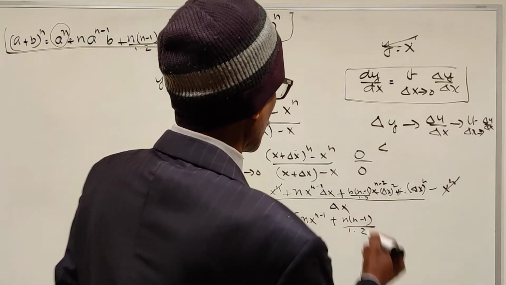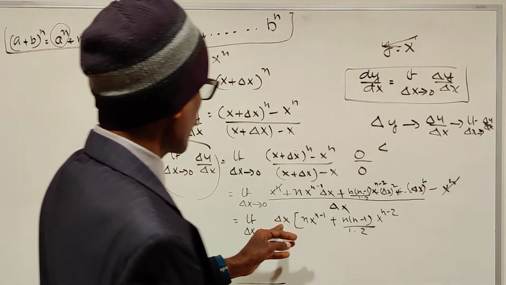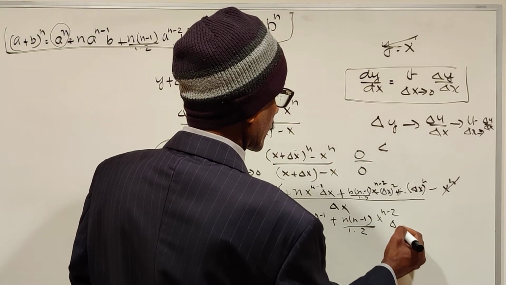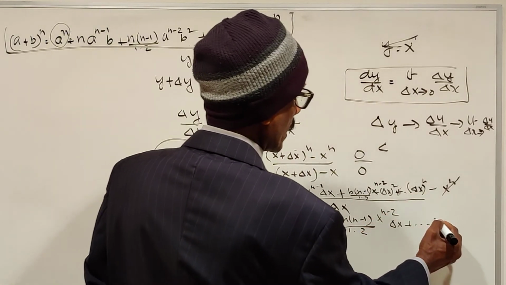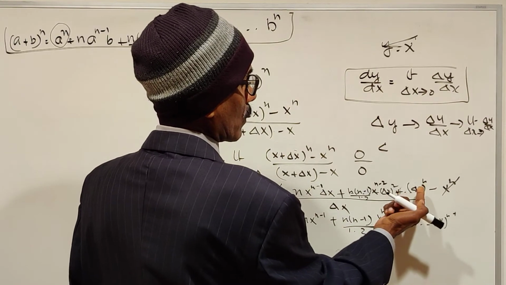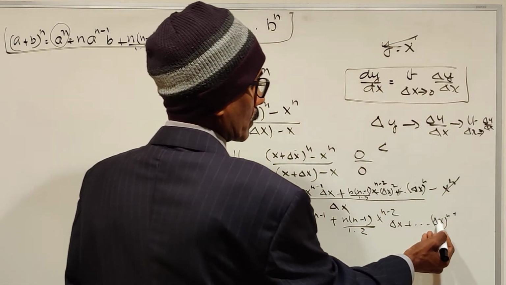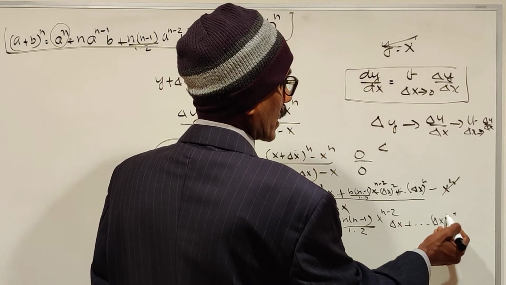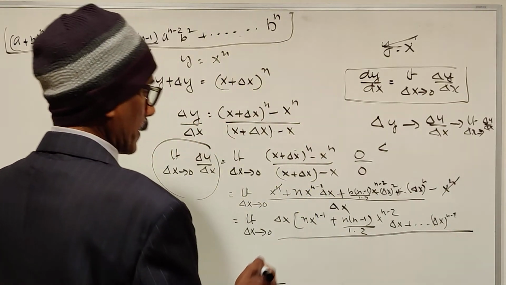When you take out delta x as a common factor, here delta x square, so delta x. Then all the terms contain delta x. The last term, delta x raised to n minus 1, because we are going to take out one delta x outside. So delta x, what is the leftover here? Delta x raised to n minus 1 divided by delta x.